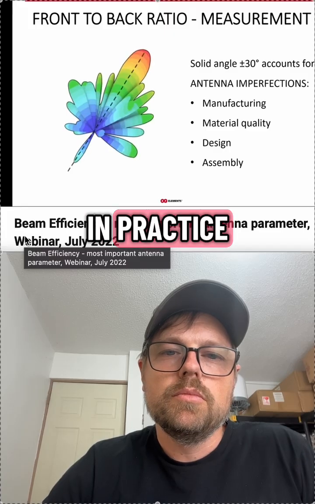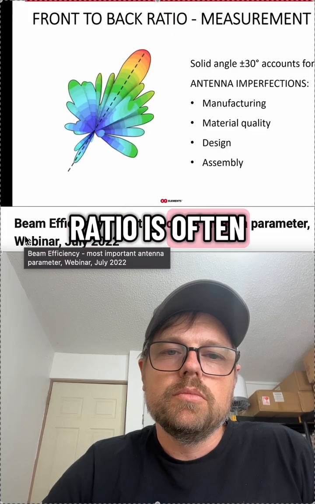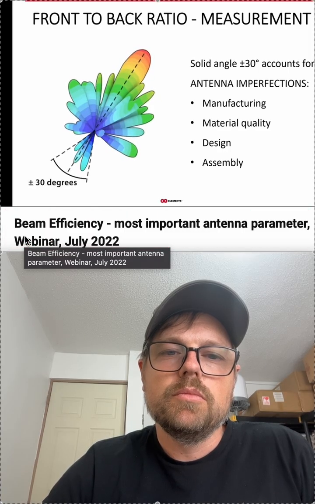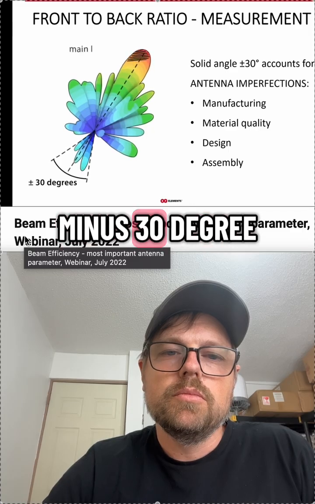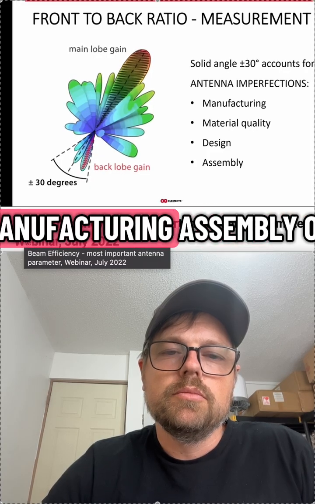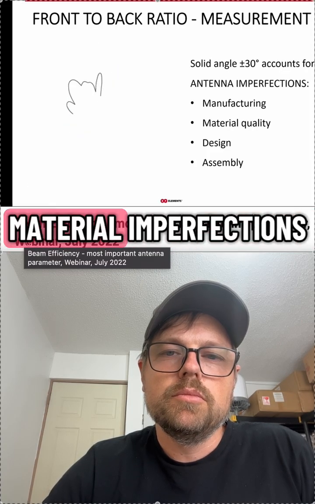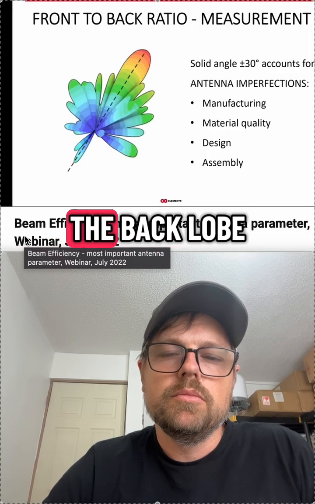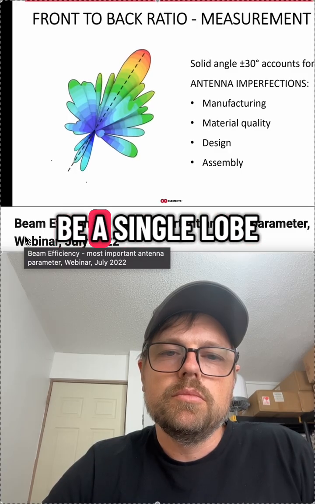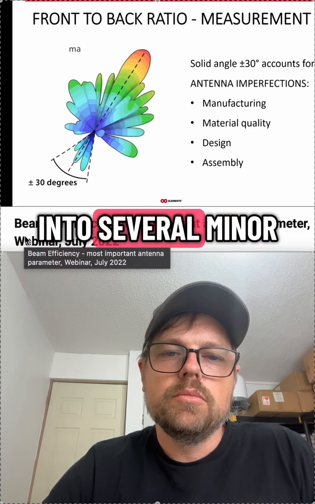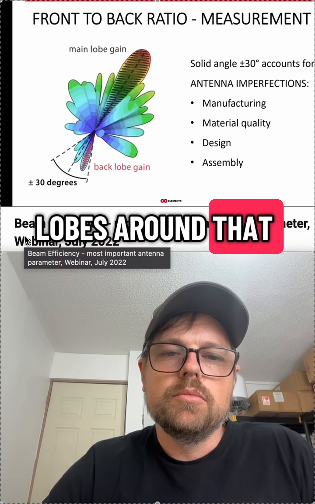In practice, front-to-back ratio is often determined based on the strongest side lobe, from a plus-minus 30-degree angle around the back lobe because of possible manufacturing, assembly, or material imperfections. Because of these imperfections, the back lobe might not just be a single lobe, but can be divided and fractured into several minor lobes around that direction.